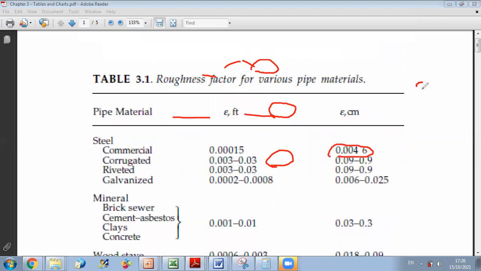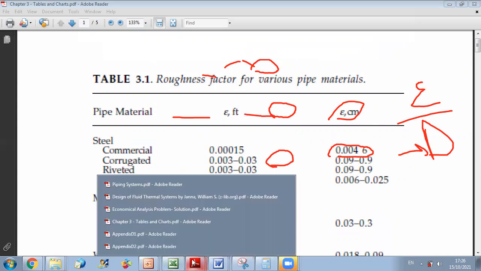Please pay attention when epsilon is in centimeters. When you do epsilon over d, d must also be in centimeters. Always use the same unit for both to be able to cancel out, otherwise you will have calculation errors. Or we convert both to meters. Both in meters, for sure. It is important that they have the same unit.